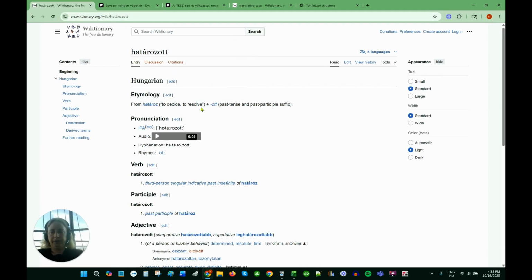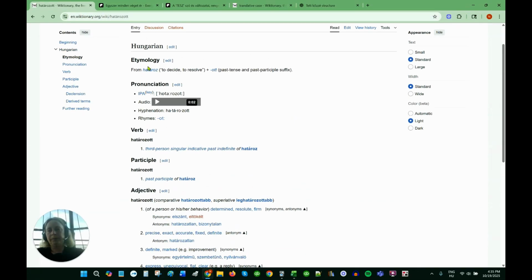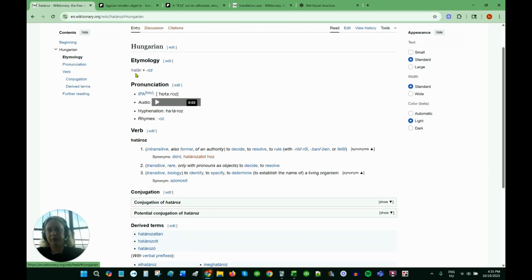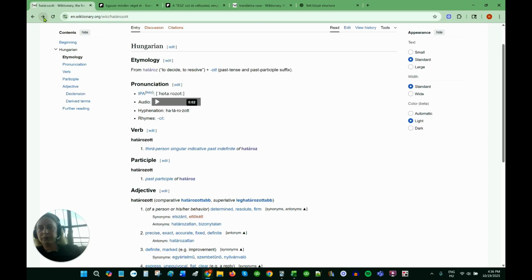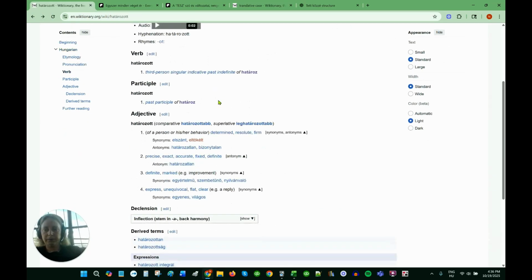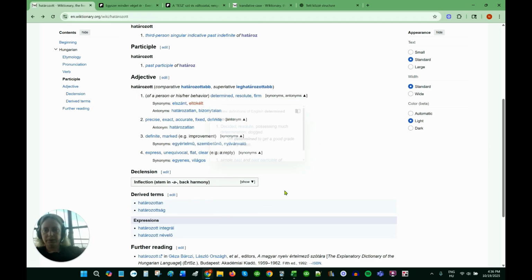From hataros, decide, and then that's the past tense. And when we go back further, it will eventually get to the hot. Okay, probably the word hot. Okay, so let's go forward again. Hatarozot. So in grammar, it means the definite conjugation, but it's not always called hatarozot. Usually in the grammar books it's called hatarozot, but every now and then you can see it called tárgyas, which means it has to do with the object.